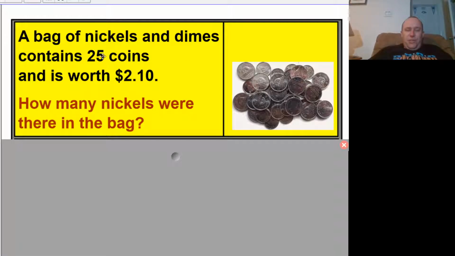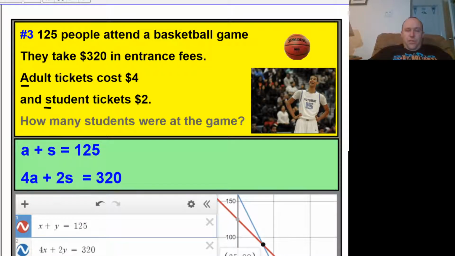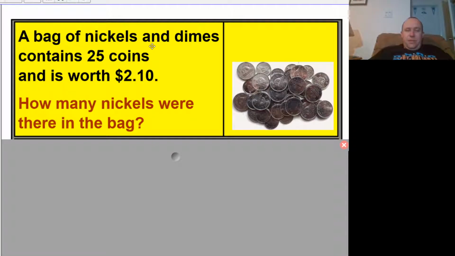Notice there's also two numbers that go with this as well. The 25 and the $2.10. Now, technically, this is just a very special case of this question here that we just did. The only difference is it told us an adult ticket cost $4. On this question, it just tells you that it's a nickel, but it doesn't tell you what a nickel's worth. So they're assuming, of course, that you know that a nickel is 5 cents and that you know a dime is 10 cents. But the setup is going to be the same.